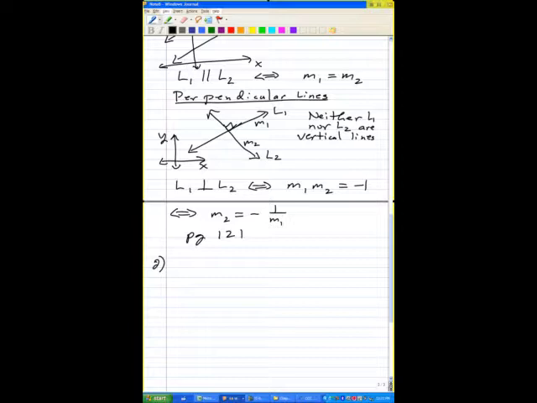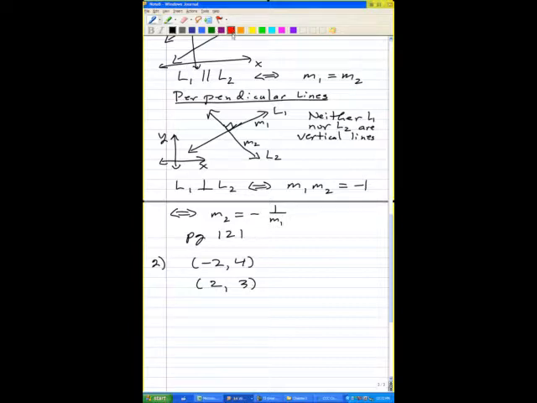In exercises 1 through 16, find the slope of the line passing through the given pair of points. I have here the point (2, 3) and the point (-2, 4). Maybe I'll do it this way, I'll write the second one first. So I have here (-2, 4) and the point (2, 3).